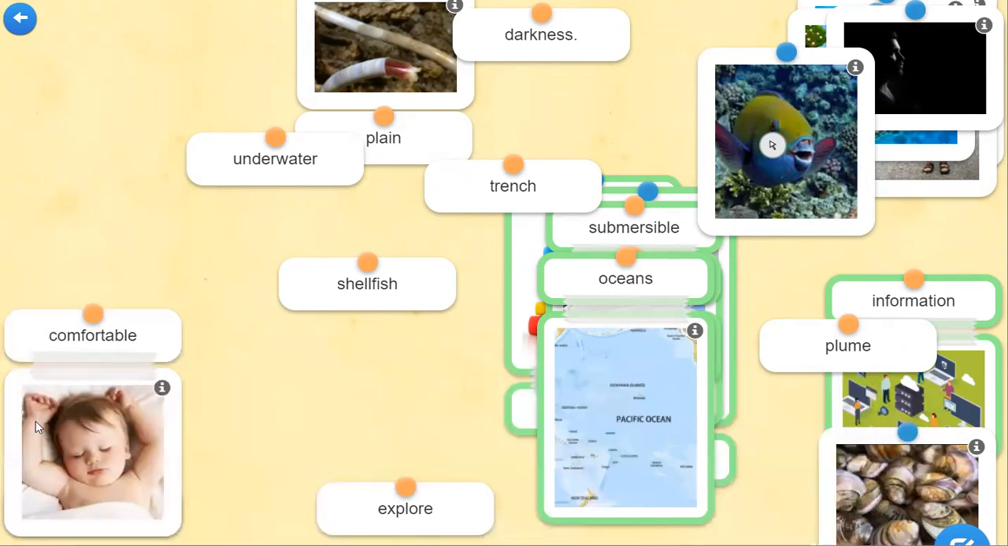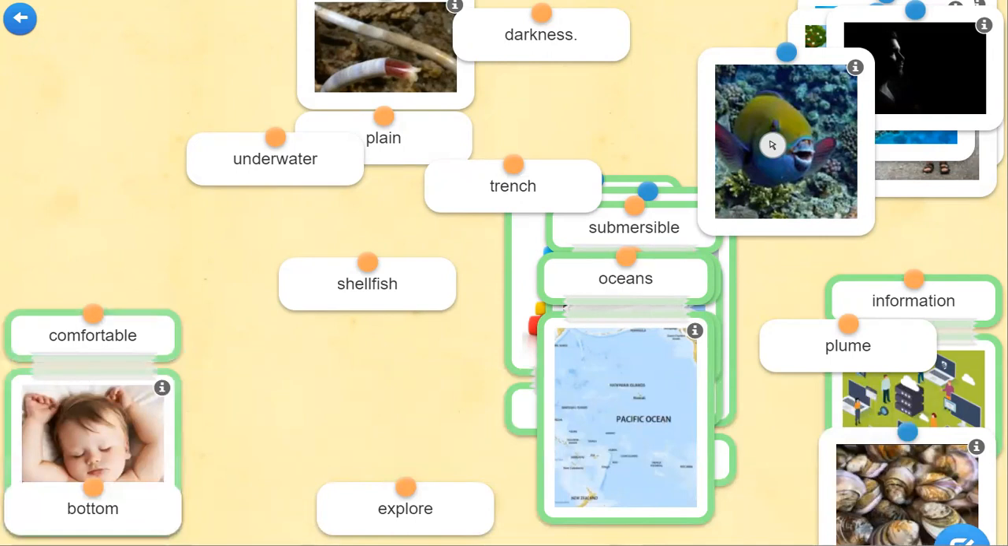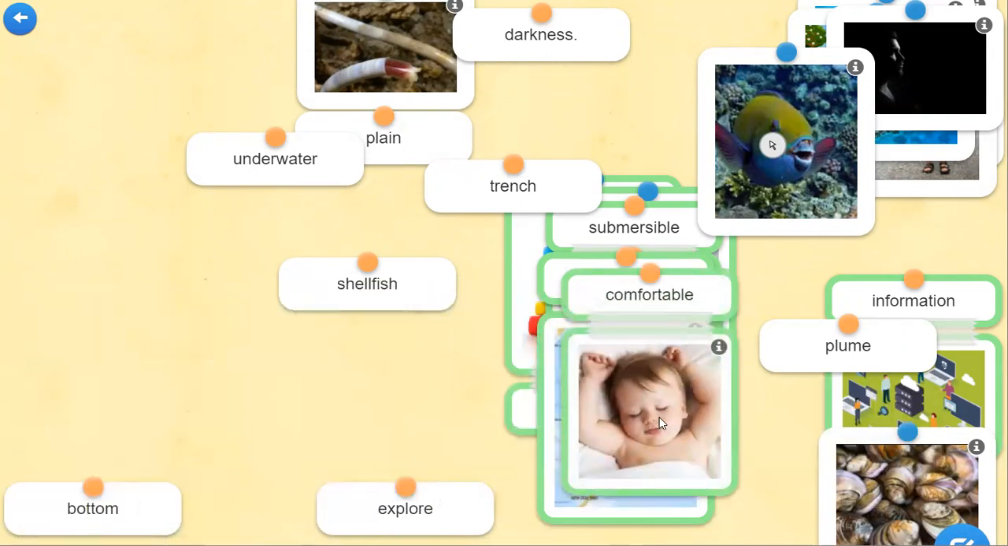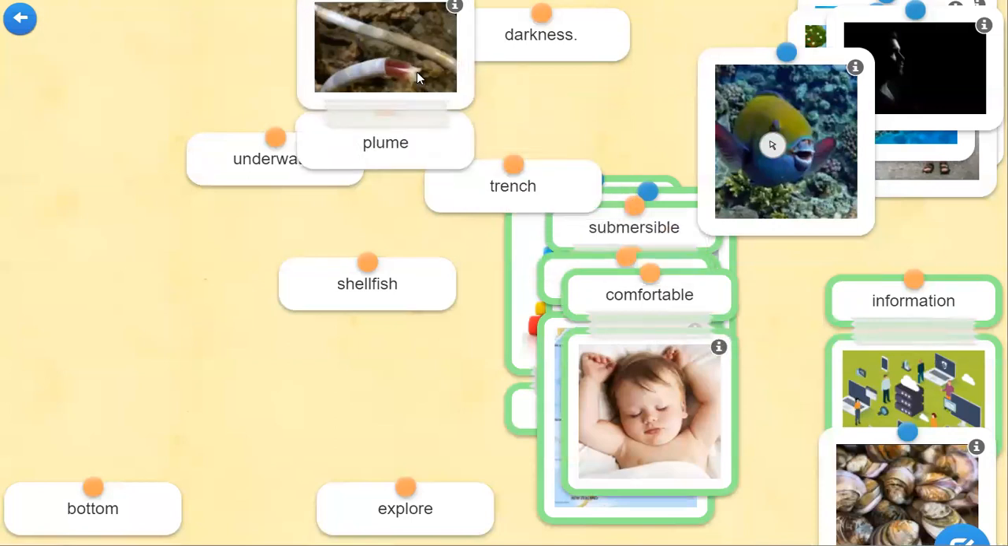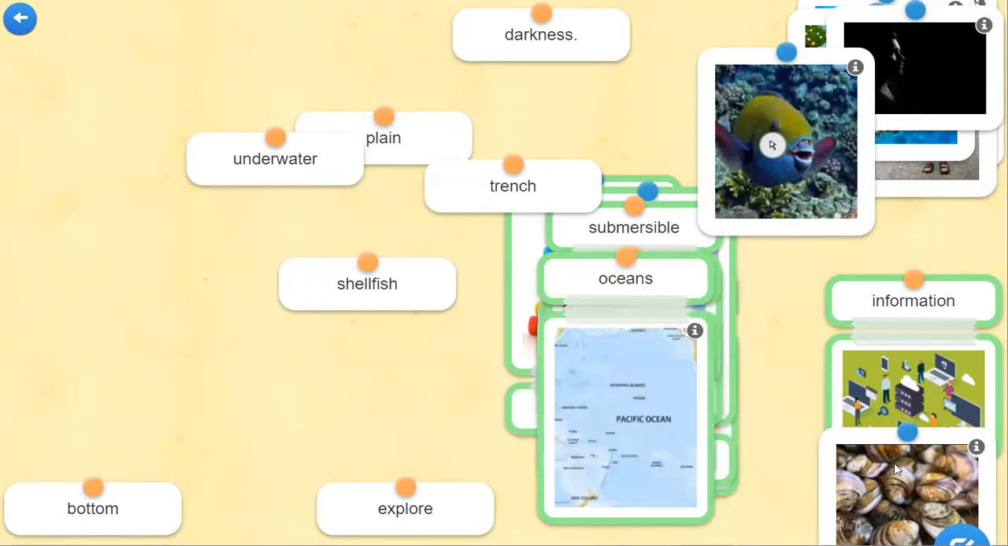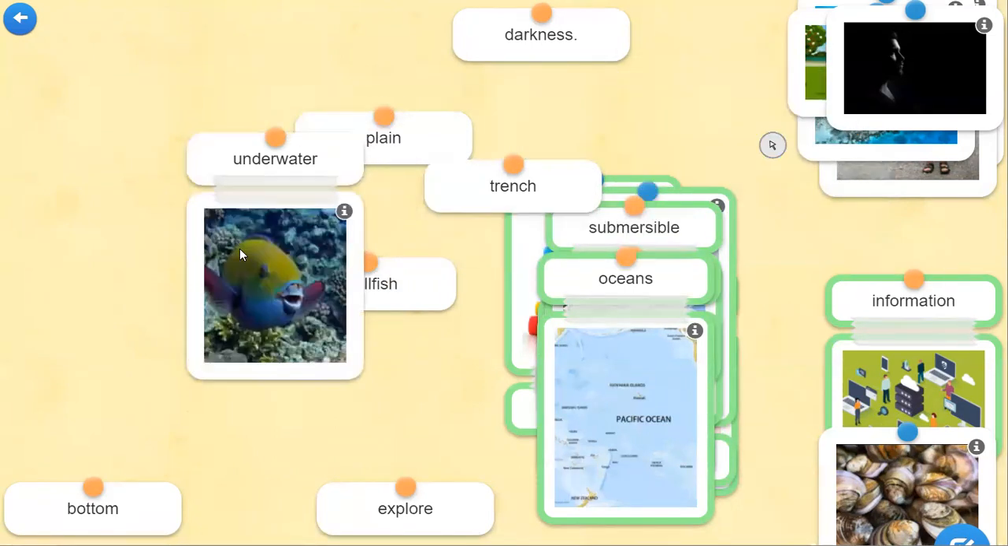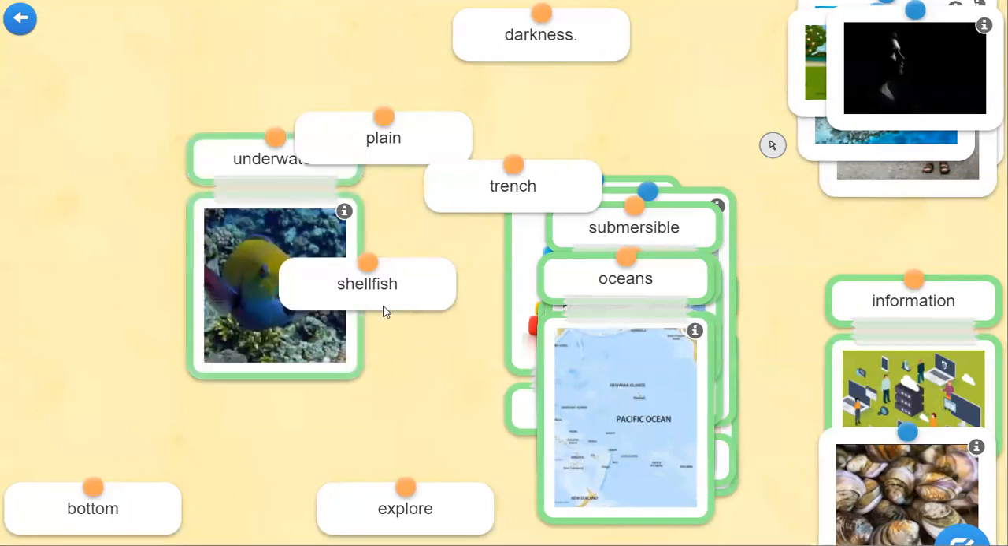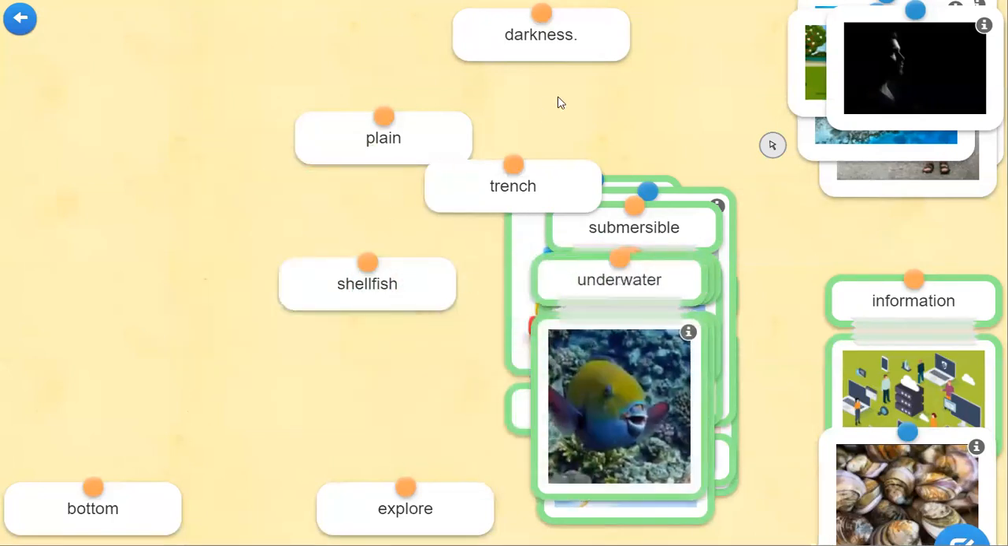I think this is comfortable. It means someone who feels happy or comfortable as he's sleeping or relaxing or something like this. Also, we have bloom. This is a sea bloom. It's like a feather. It's an animal which looks like a feather. I am just doing this vocab in a hurry. Here are these creatures living underwater.